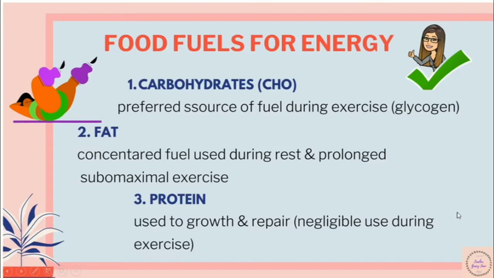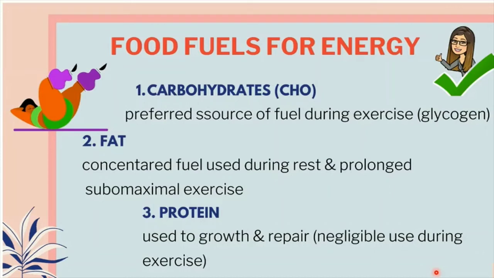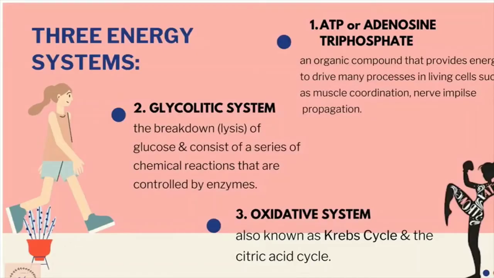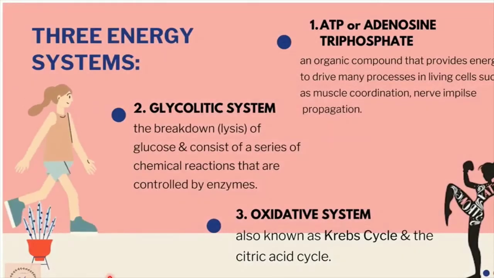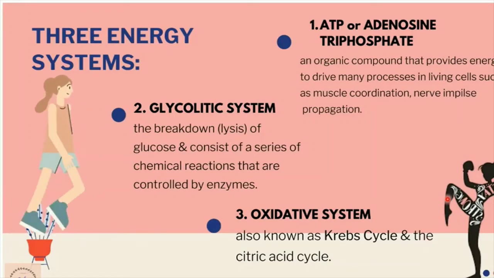So we also have food fuels for energy. The three food fuels for energy are carbohydrates, fat, and protein. Very good. Give yourself a virtual clap. Okay, let's have now the three energy systems. Look at the screen and I want you to focus. Everybody read number one, louder. ATP or adenosine triphosphate. What is ATP? Everybody read.